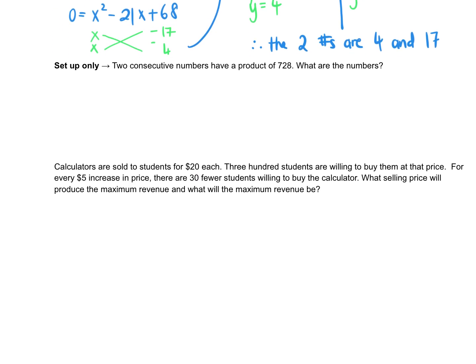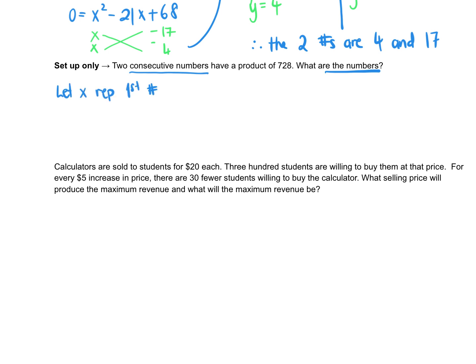All right, let's try another number related question. This one we're only going to set it up because the solving is very repetitive. We're just bringing everything over, getting it into that standard form, and then factoring to solve. So this time we have two consecutive numbers that have a product of 728. What are the numbers? Okay, so what are the numbers? That's going to be my let statement. Let x represent the first number.